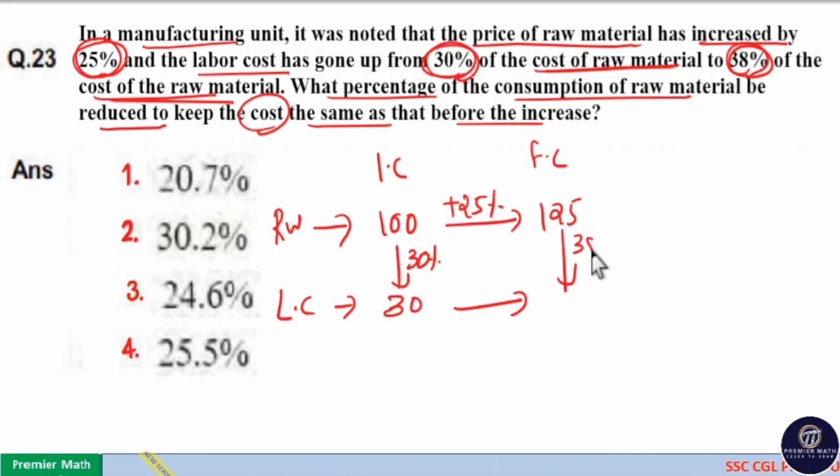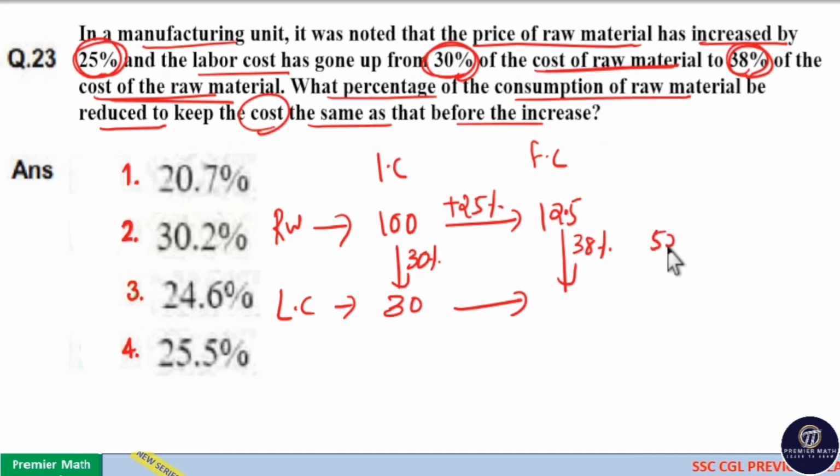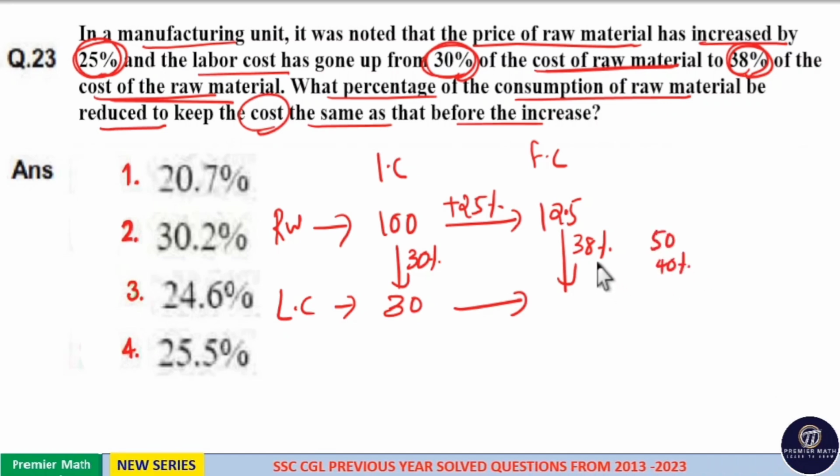So 38% of 125 is the final labor cost. Now 10% of 125 is 12.5. Then 20% is 12.5 into 2, 25. Then 40% is 25 into 2, 50. This is 40%. Now subtract 2%. Here 1% is 1.25. Then 2% is 2.5. So 50 minus 2.5 is equal to 47.5.